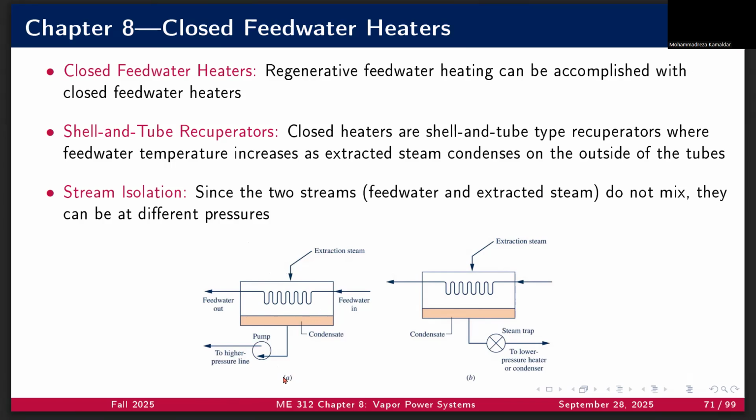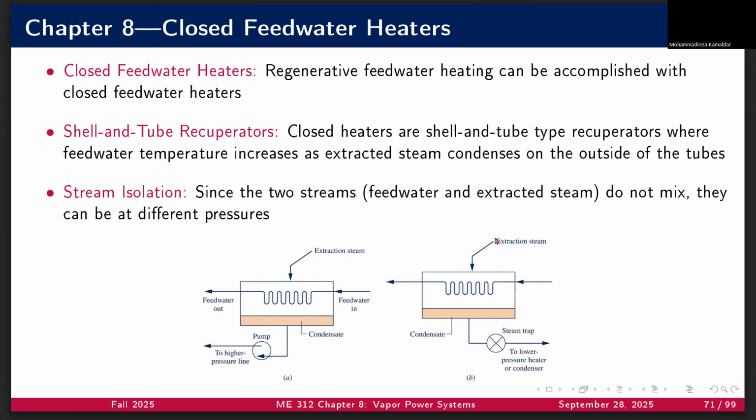So here the condensate is collected at the bottom and then sent through a small pump, which you see here. The pump increases the condensate's pressure and directs it to a higher pressure line. This is typically the main feed water line after the closed heater, rejoining the total flow at a high pressure point in the cycle. So this method recovers the condensate at a high pressure, minimizing the work the main boiler feed pump has to do later.